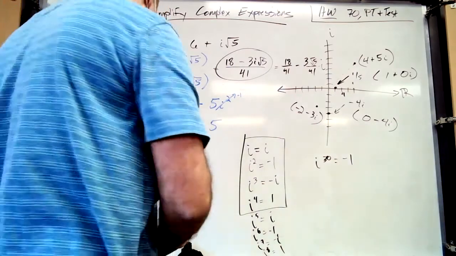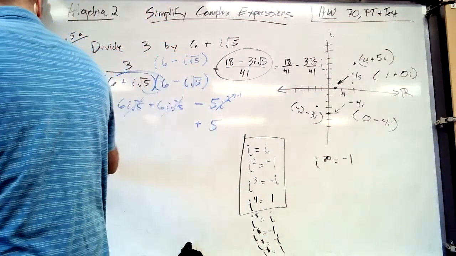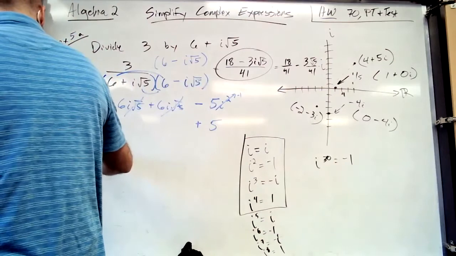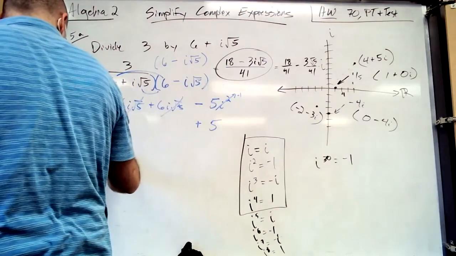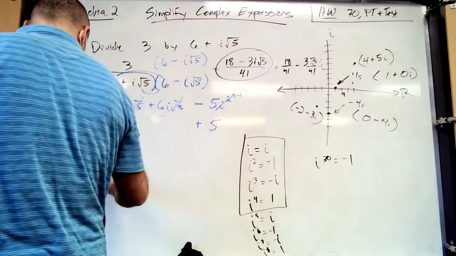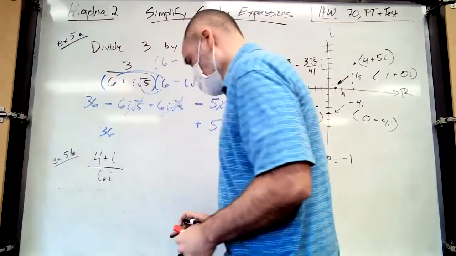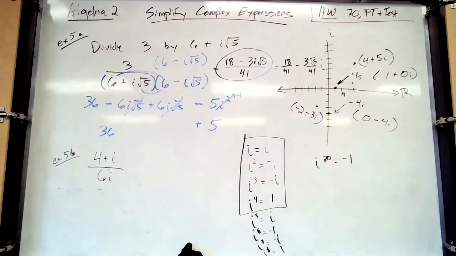Well, let's try one more easy one. So here's 5b. I want to divide this. I want to go 4 plus i divided by 6i. Well, we can't have 6i in the numerator or denominator, right? So how do you get rid of 6i?